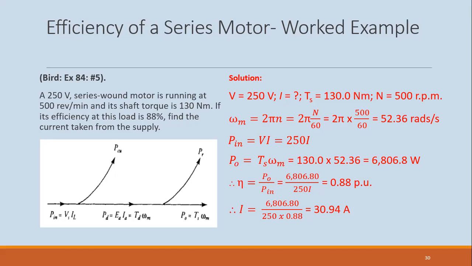All right, so P in is V times I. V is 250, so 250 I. And P out is Ts omega m. So that's 130 times the 52.36. That's 6,806.8 watts. And therefore, efficiency was given at 0.88, 88%. So it's P out over 250 I, and therefore we can work out what I is. And I works out to be 30.94 amps.